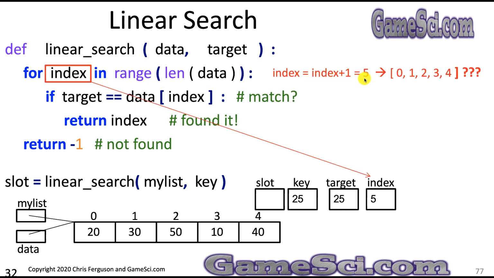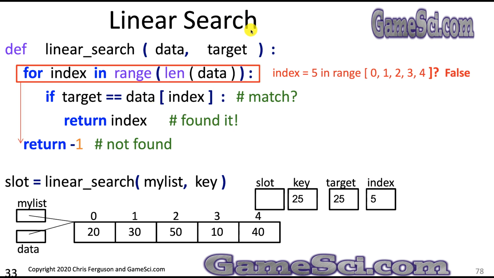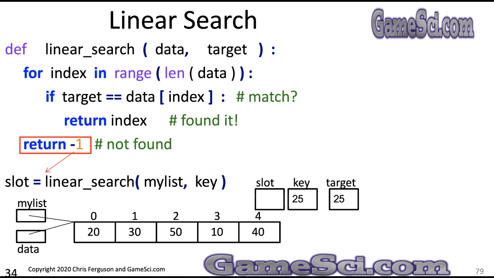Index equals index plus 1, or 5. Remember, length of data returned 5, but 5 is excluded from the range. So when we get an index of 5, that is not in range, and that is definitely a false statement. As a false statement, what does the for loop do? It skips the indented code. It leaves the for loop. When it leaves the for loop, it'll return a -1, and -1 is simply a flag, a flag to tell us we did not find the value you were looking for.